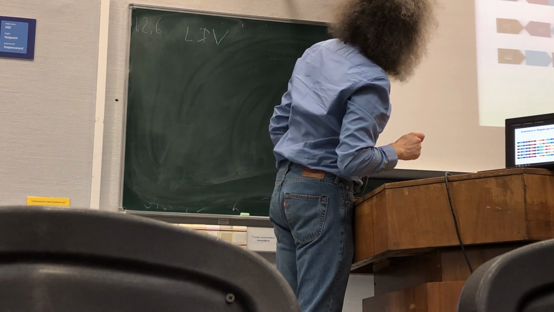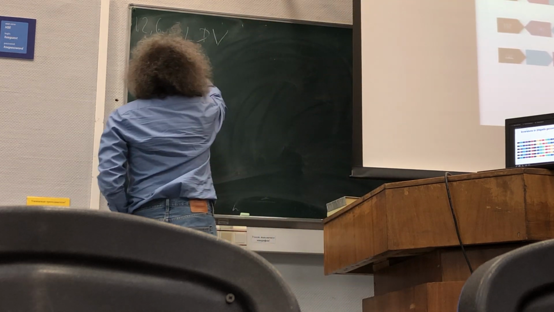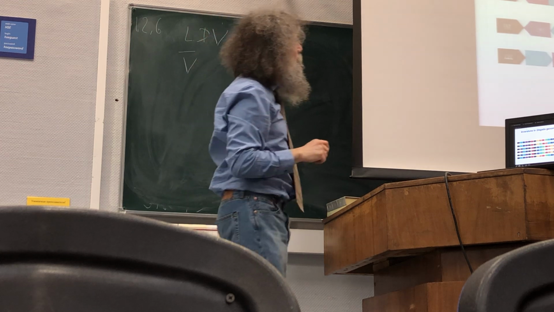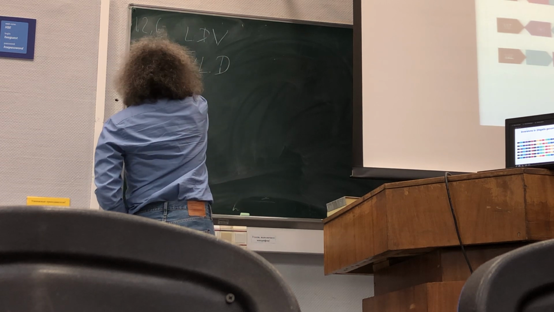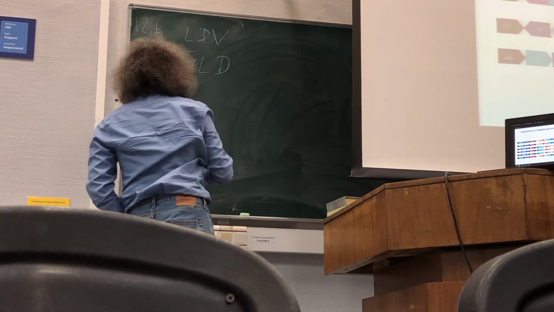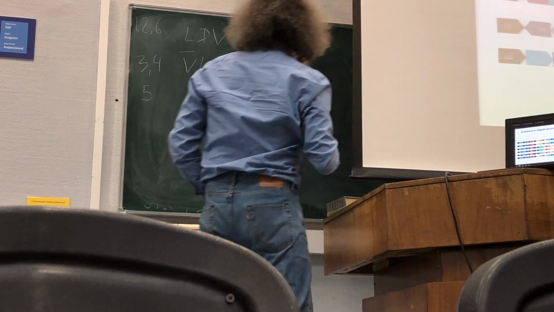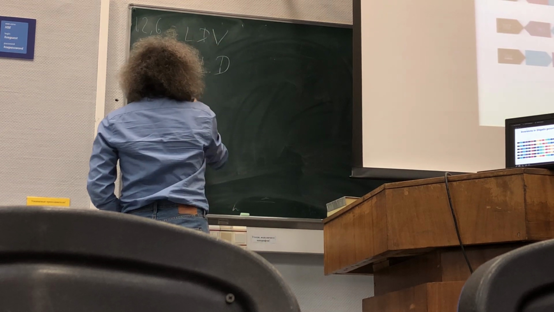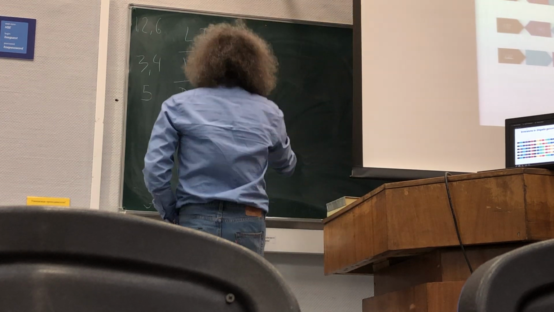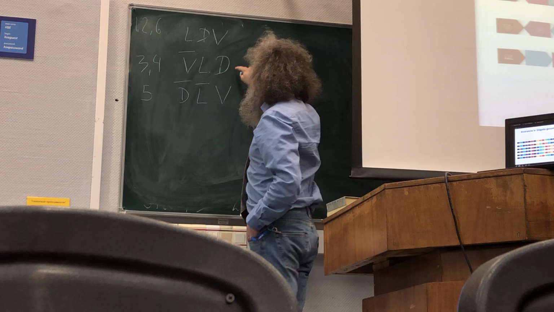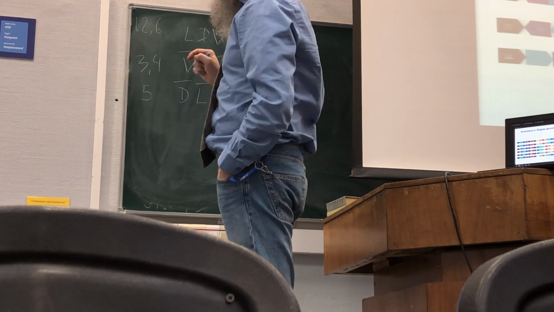For strains 3 and 4, the order is violet in the reverse orientation, then light blue and dark blue. And for strain number 5, it is dark blue in complementary orientation, light blue in the complementary orientation, and then violet. So we have these three possible arrangements.